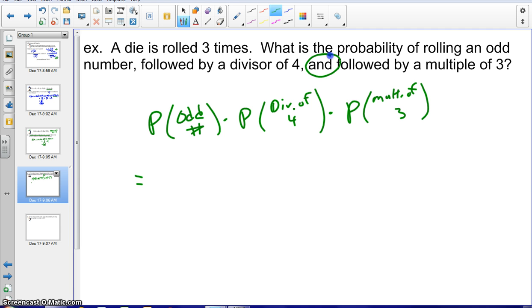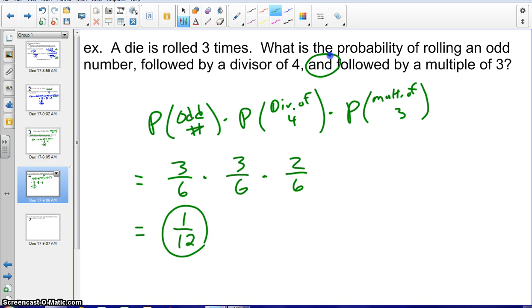So the probability of rolling an odd number, again, we have a die, so we have the numbers 1 through 6. We have odd numbers 1, 3, and 5, so that would be 3 out of 6, or a half. Probability of a divisor of 4, what divides into 4: 1, 2, and 4. So again, that would be 3 out of 6, or you could reduce to a half. Times the probability of a multiple of 3, so we have 3 and 6, so that would be 2 over 6. And again, you're welcome to reduce those. That would be a third. If we multiply those and reduce, we get that to be a 12th.